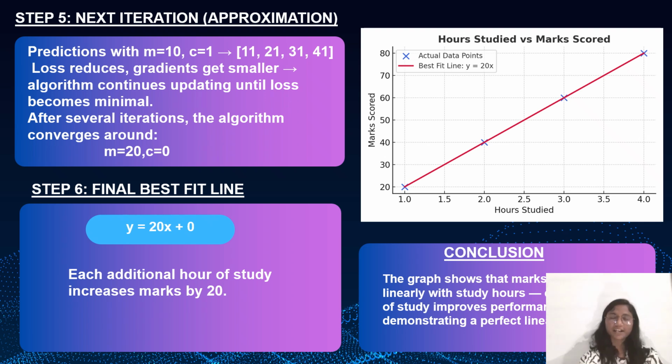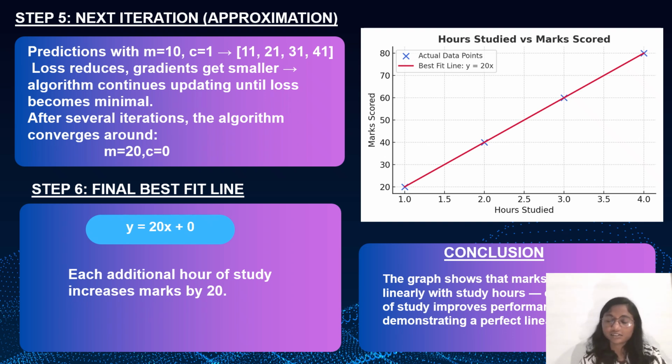And the last step is the final best fit line. Now we draw the best fit line that tries to pass through all the points. So the equation is y equals 20x plus 0, meaning each additional hour of study increases the mark by 20. If the student studies 1 hour more, then the student's mark increases by 20. So the conclusion is the graph shows the marks increase linearly with the study hours. If the study improves, then the performance will also increase.